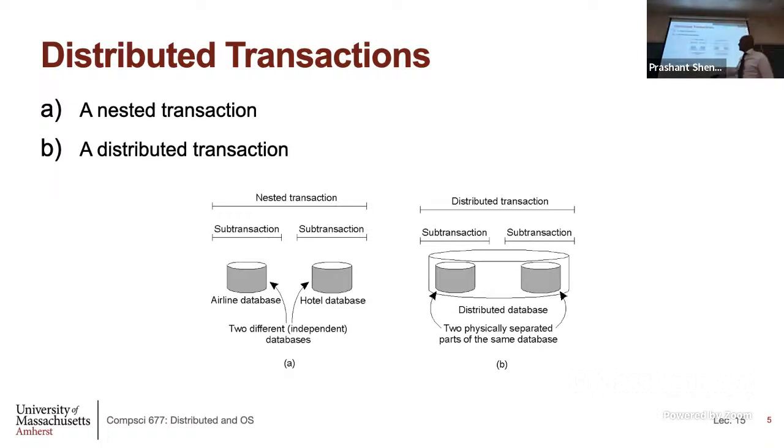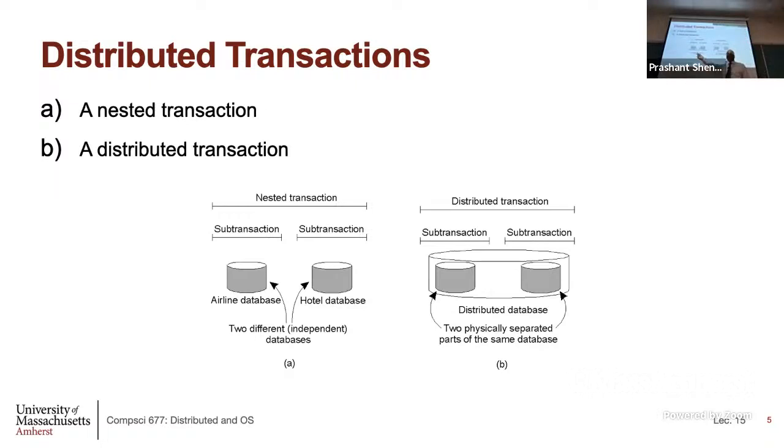Okay? So a nested transaction is one where you have a transaction over 2 independent databases, but you still want your all or nothing property. Okay? Very simple example. Again, we'll go back to the travel example. You want an airline booking and you want a hotel booking. Okay? If you only have one of those 2, your trip is not going to work. Either you can't travel or you can't stay at a hotel if you travel.